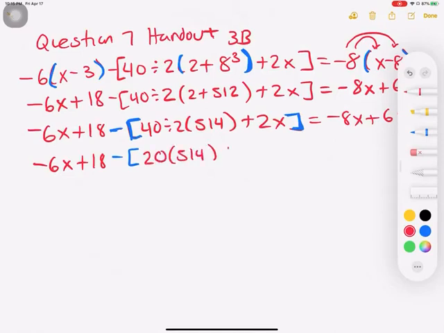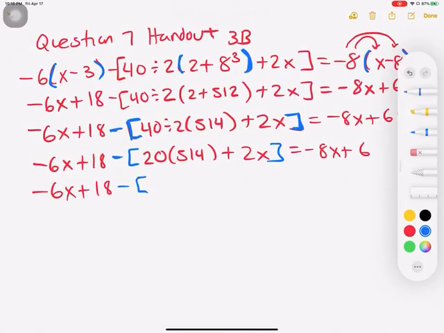And now I'm going to put the 514 in there. We're still not getting rid of the bracket. I'm just trying to simplify the expression little by little. And the next thing, now I have to do this multiplication inside the bracket. We're trying to get rid of the bracket, but first I have to simplify the expression inside. Okay, so negative 6x plus 18.